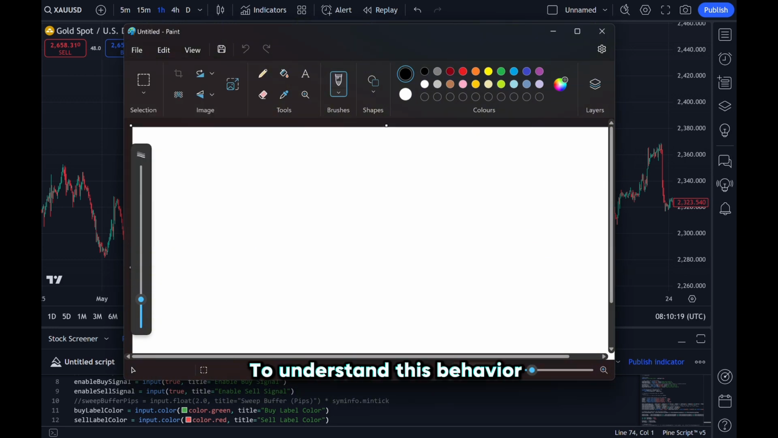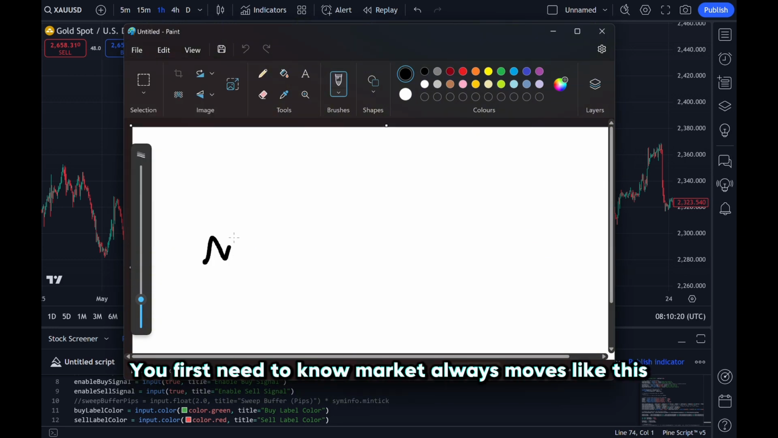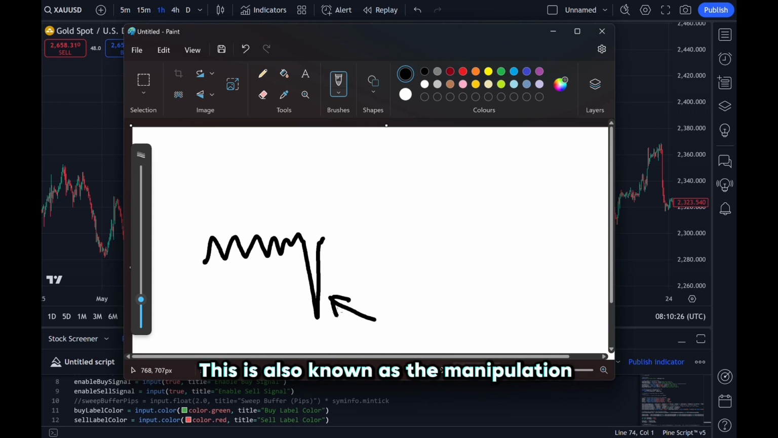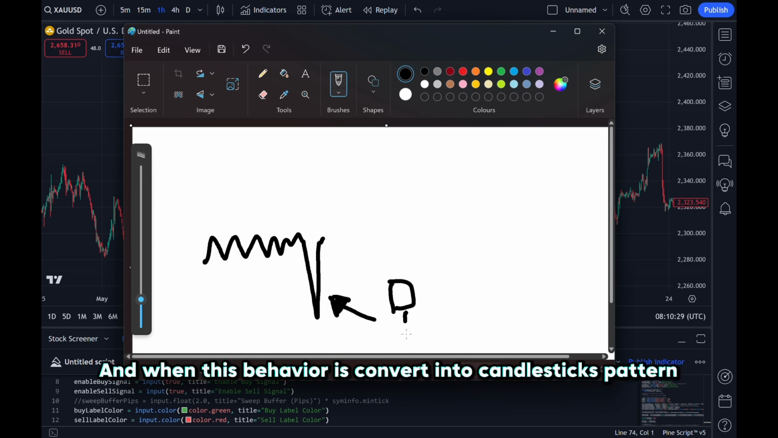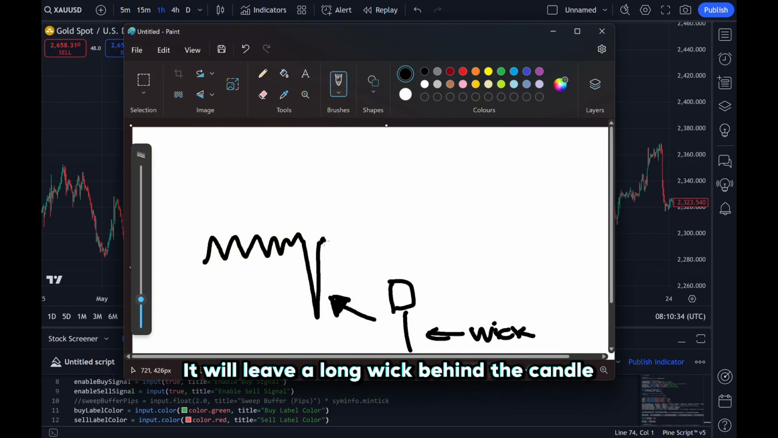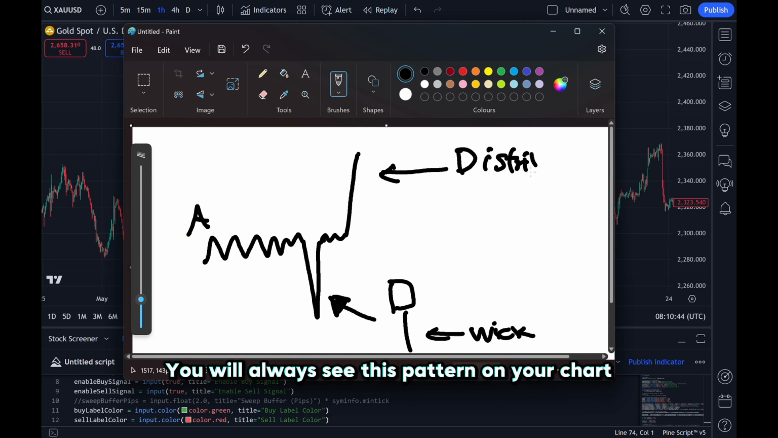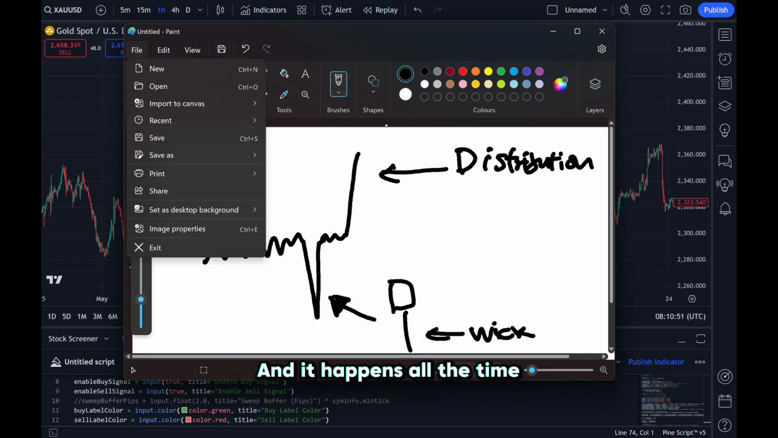To understand this behavior, you first need to know market always moves like this, especially in a key interest zone, and then all of a sudden a breakout. And most traders will enter a sell trade here, and at the moment they place a sell trade, it went back up. This is also known as the manipulation. And when this behavior is converted into candlesticks pattern, it will leave a long wick behind the candle. And then the distribution phase will take place, and we thank the seller for providing liquidity. You will always see this pattern on your chart, and it happens all the time.